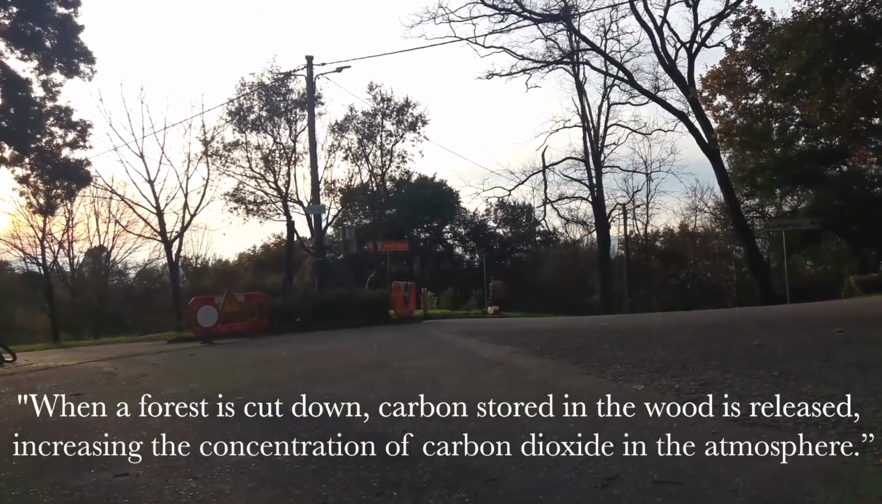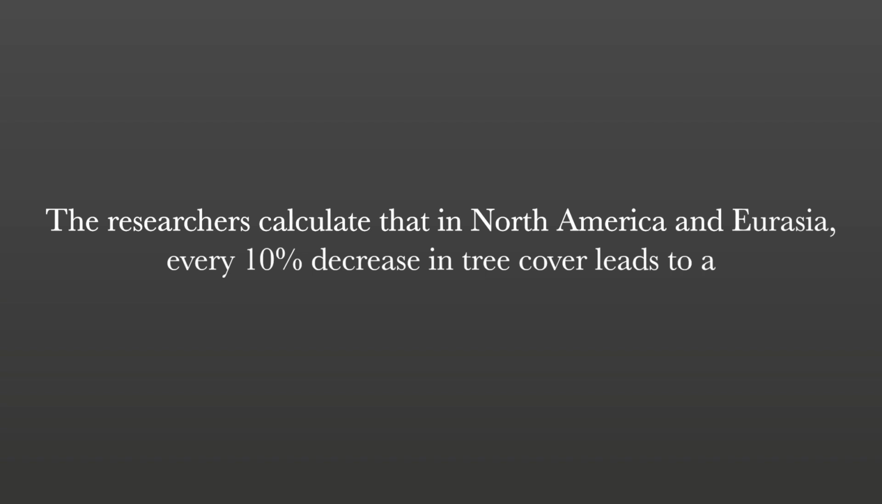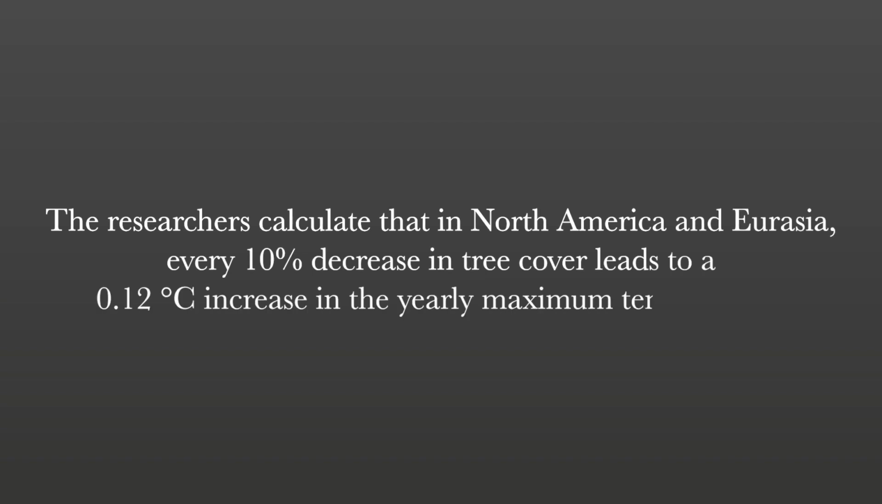The researchers calculate that in North America and Eurasia, every 10% decrease in tree cover leads to a 0.12 degrees Celsius increase in the yearly maximum temperature. This may not sound like a lot, but added up over years, this can amount to a lot. Deforestation remained responsible for about half the increase in yearly maximum temperature through the year 2000.